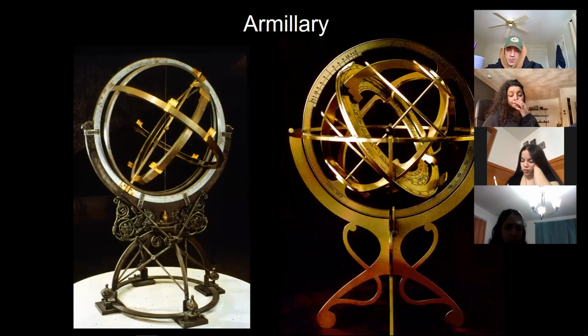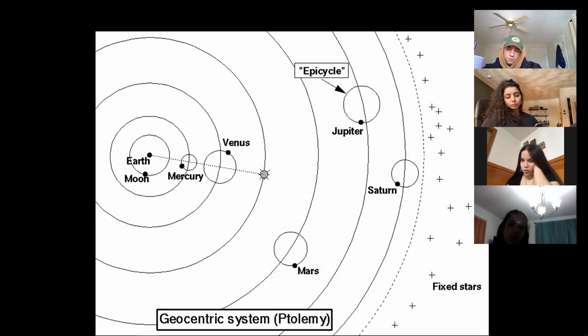People would have to try to track the motions of stars and planets with very complex devices like this armillary, which would have rotating disks within rotating disks. It was extremely complicated to try to map out the movements of the planets.